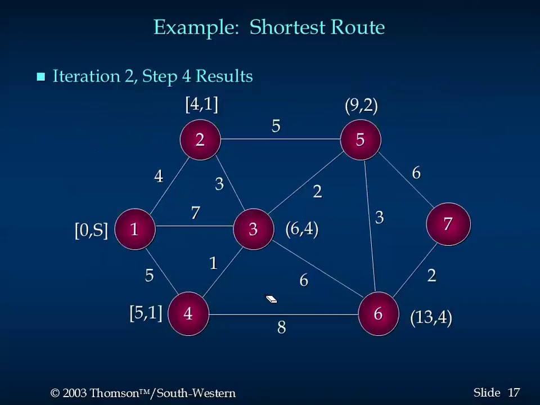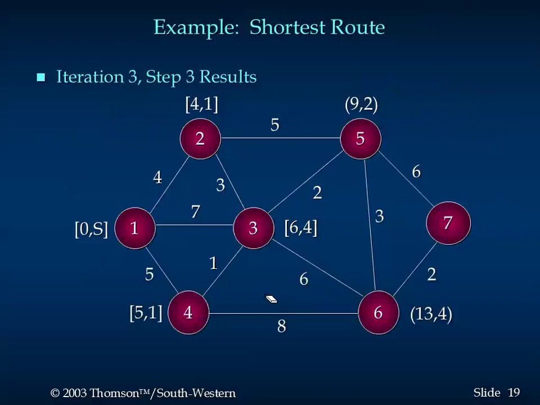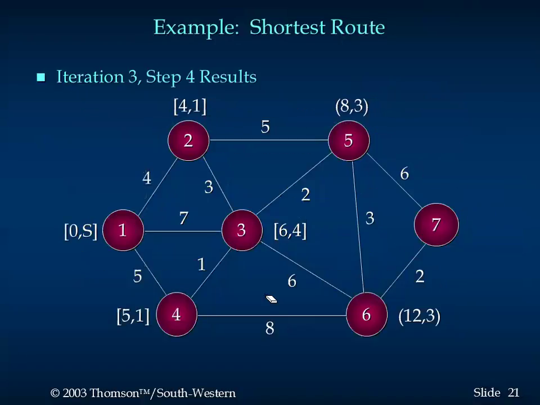Now, which is the least of them? This one is least, so 6, 4 becomes permanent. Now this is reachable. 6 plus 2 is 8, which is less than 9, so this will update to 8, 3. And 6 plus 6 is 12, so this will become 12, 3. So 8, 3 and 12, 3. Now, which is the least out of these? 8, 3. So that becomes permanent.